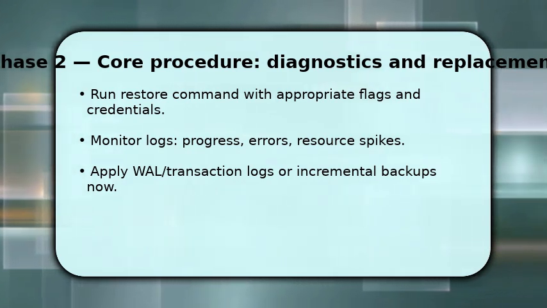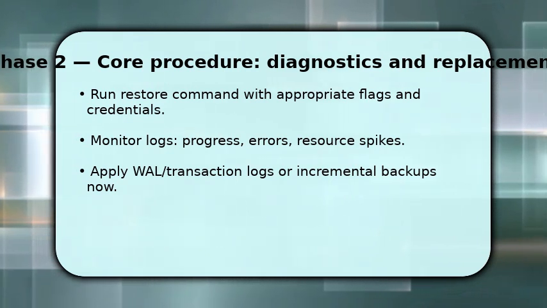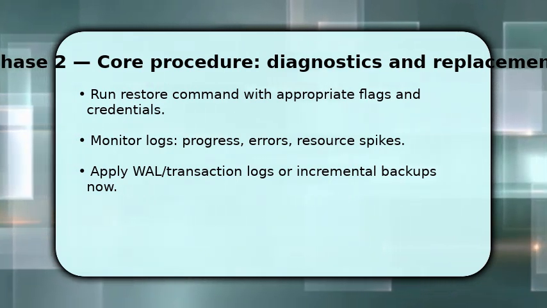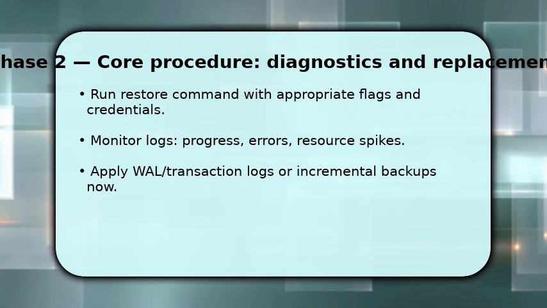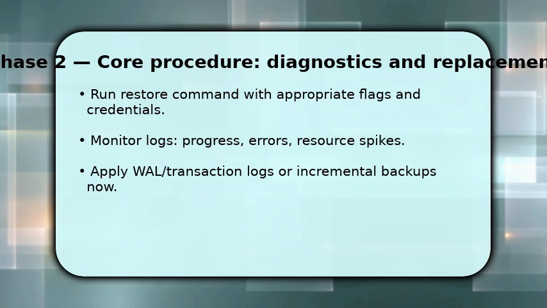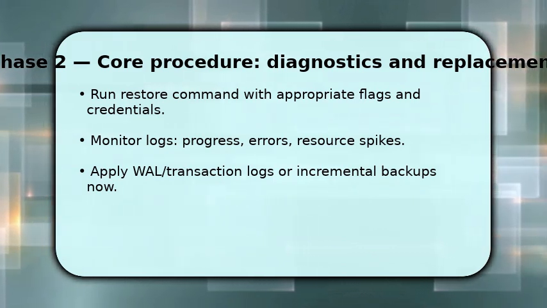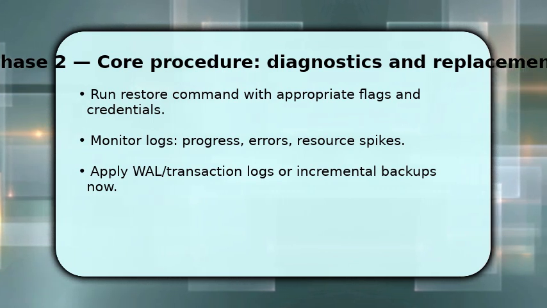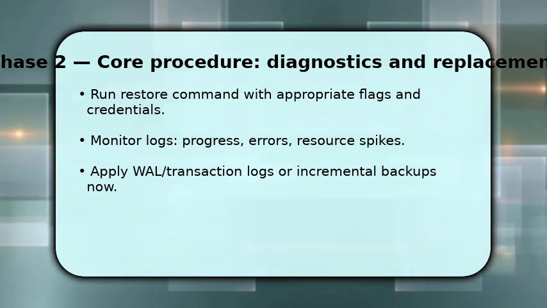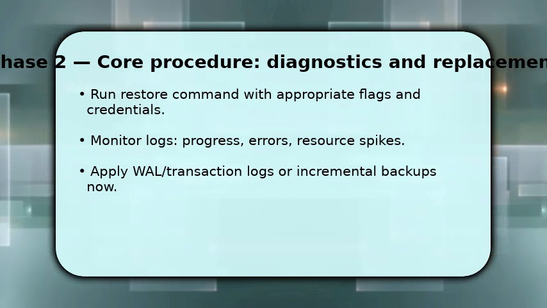As the process runs, monitor logs and progress indicators to catch errors early, and watch resource usage so the server doesn't saturate. If your backup requires applying WAL or transaction logs, apply them in sequence to reach the desired point in time. Doing this ensures data consistency. Make adjustments to timeouts and buffer sizes if throughput is poor, and document any deviations from the plan.